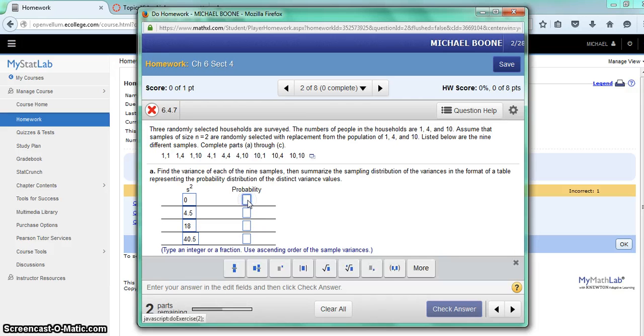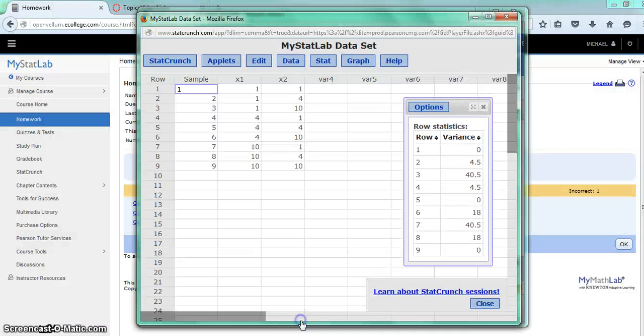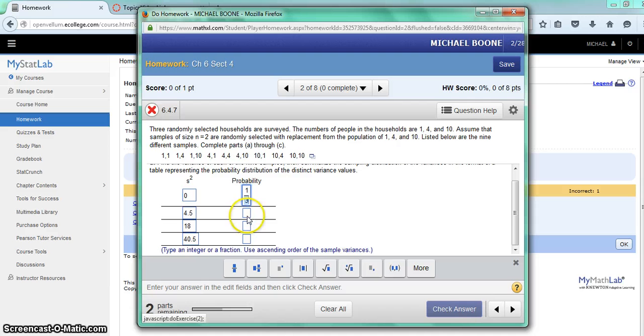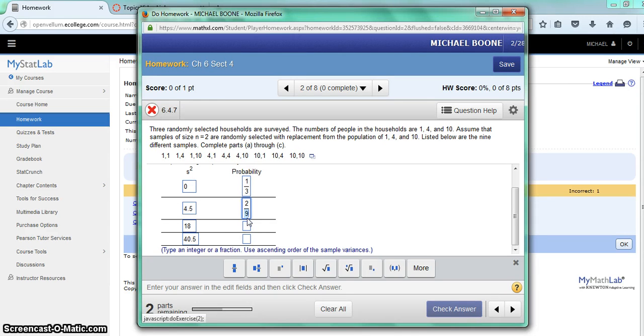Now the probability says an integer or a fraction. So how many zeros did we have? 1, 2, 3. So that was 3 out of the 9. So a third. 4.5 looks like we had 2 out of the 9. And then 18s was 2 out of the 9. And then we had 2 40.5s out of 9. So the probability of each one of those variances, except for the 0, was 2 out of 9, and the 0 was 3 out of 9, so 1/3. And all the other ones were 2/9.